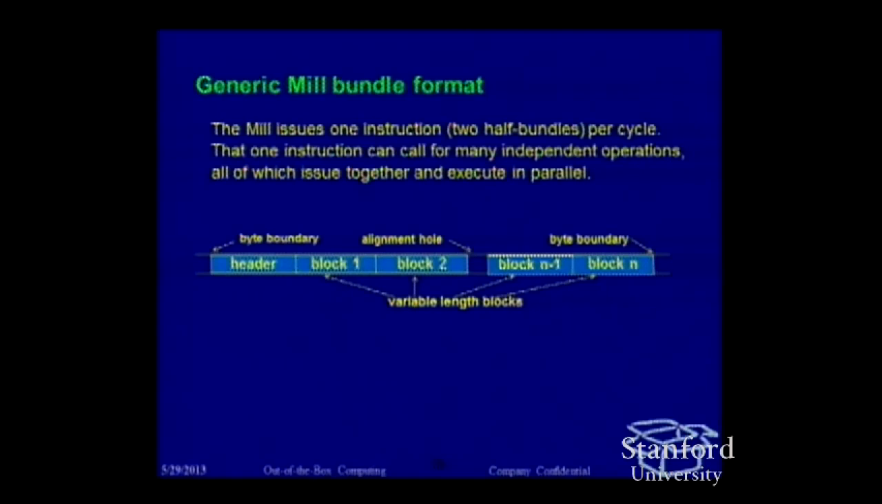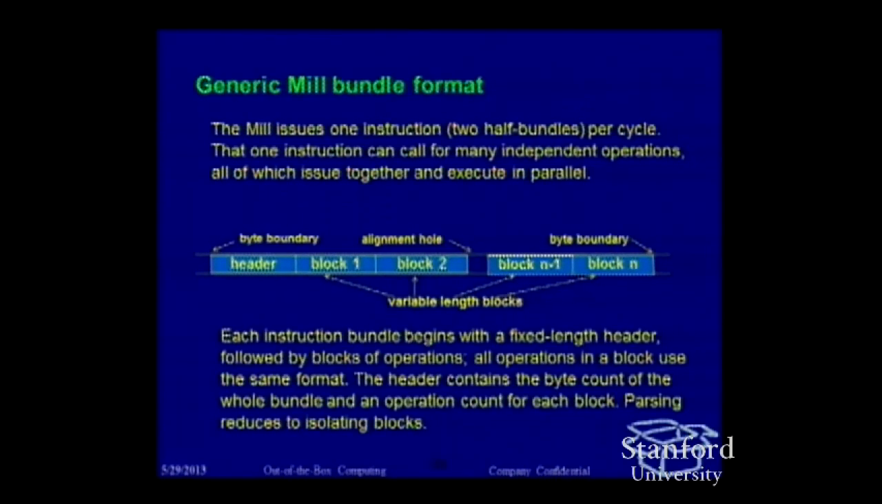The internal structure of each bundle, every bundle starts with a header. Following the header, there's some number of independent blocks containing operations. And the operations in any single block are all exactly the same size. They're fixed size within the block. Consequently, if you can isolate a single block, they are easy to decode, just like any other fixed size format. So the problem reduces to isolating blocks.